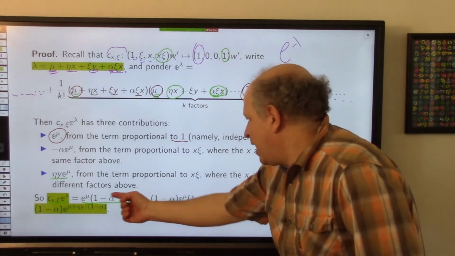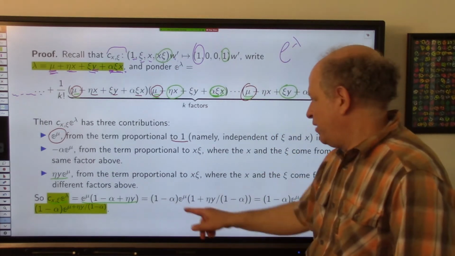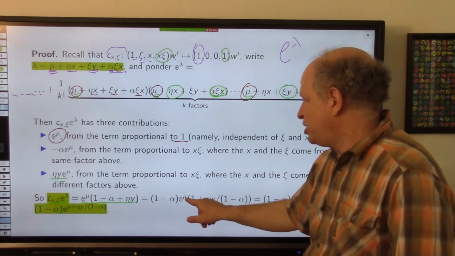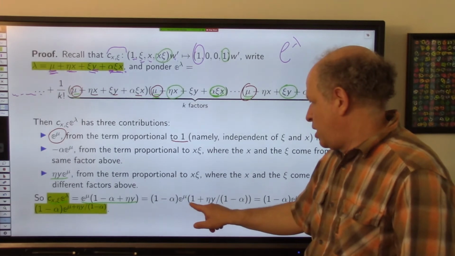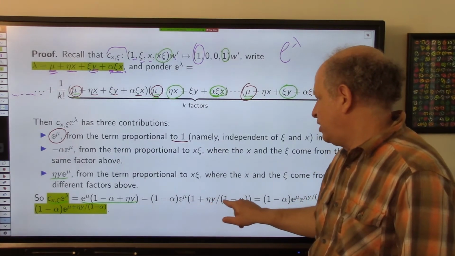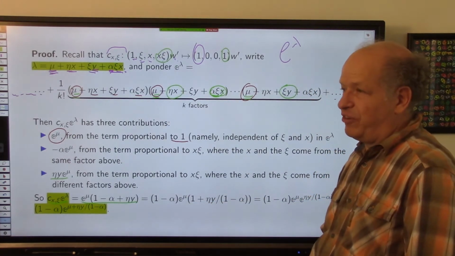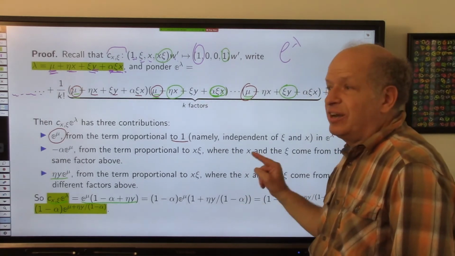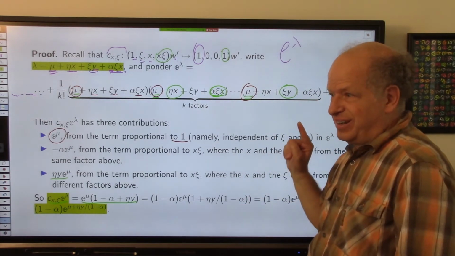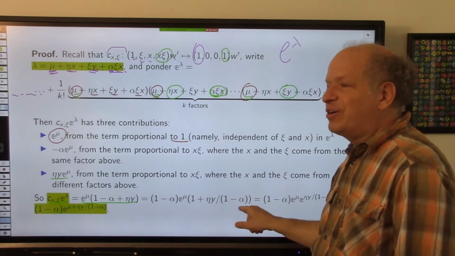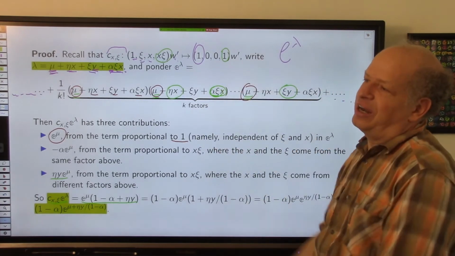I can pull out a factor of 1 minus alpha, so I get 1 minus alpha times e to the mu times 1 plus eta y divided by 1 minus alpha. Notice that I've used division. So if alpha is equal to 1, oh, this is the fire alarm.